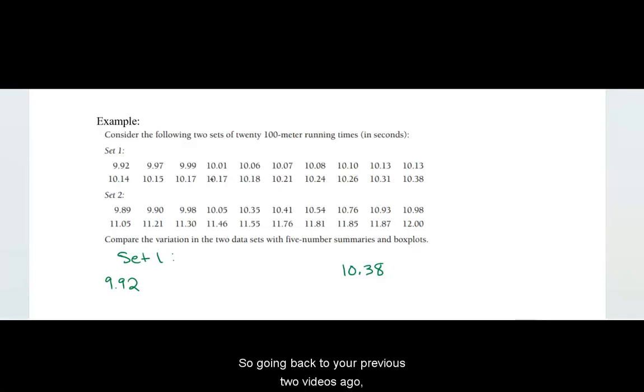Going back to two videos ago, we talked about when we had an even number of data values, we have to find those 2 middle numbers. Well, this is nice because it's actually broken down into the first 10 and the second 10. Your 2 middle numbers then are the 10.13 and the 10.14. Those are your 2 middle numbers, and that splits my data into 2 equal halves.